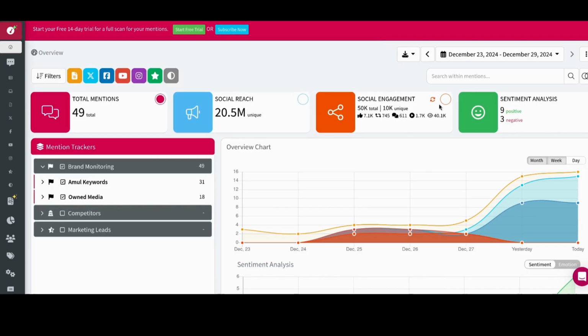Next is social engagement. Over here we have different likes and shares and comments and how many times it's watched, viewed, played.